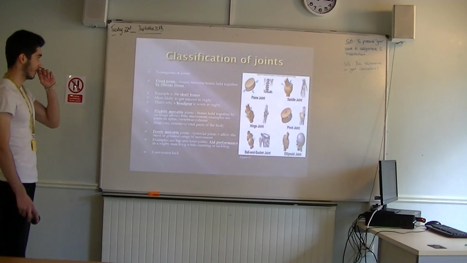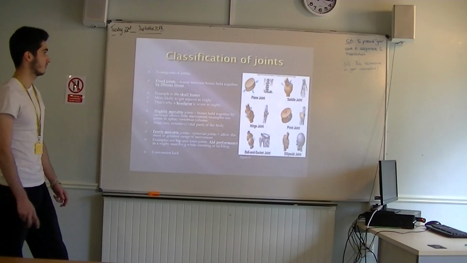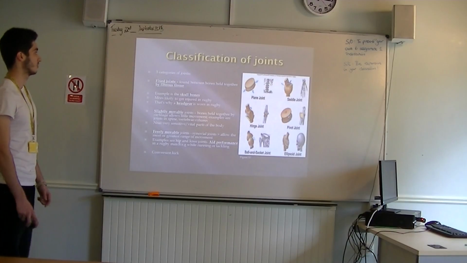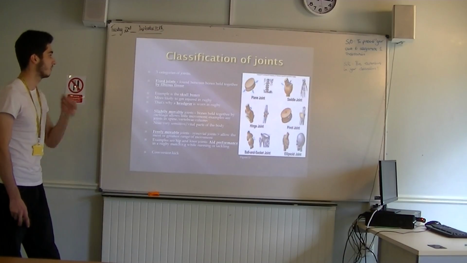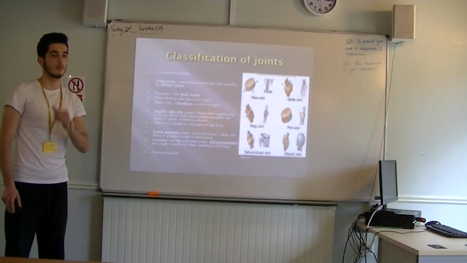Now we're on to joints. There are three classifications of joints. The first one is fixed joints, which are bones that are held together by fibrous tissue. For example, the bones in the skull.